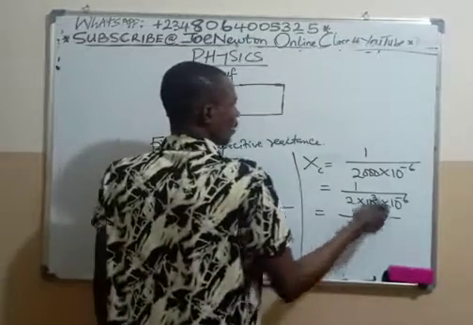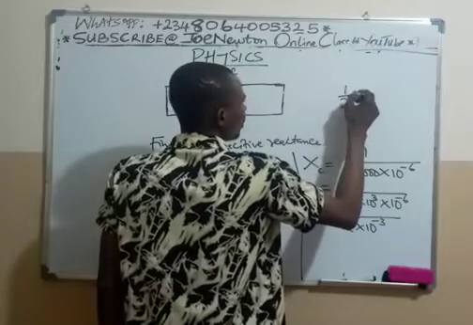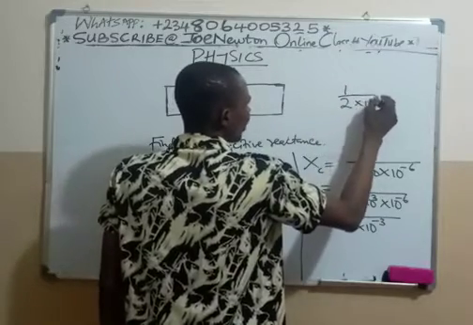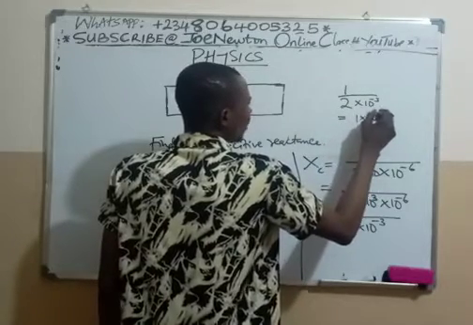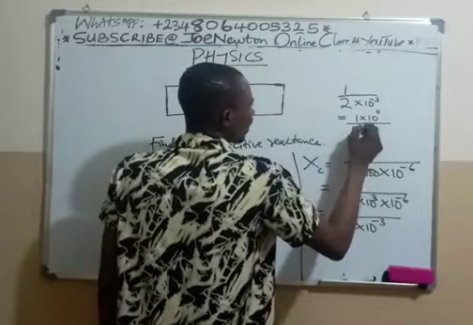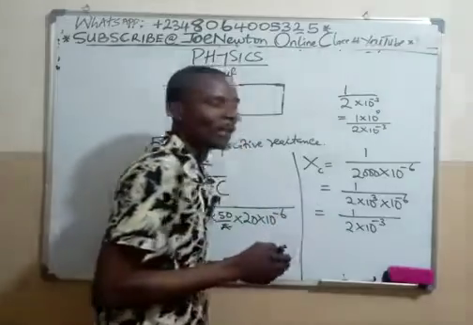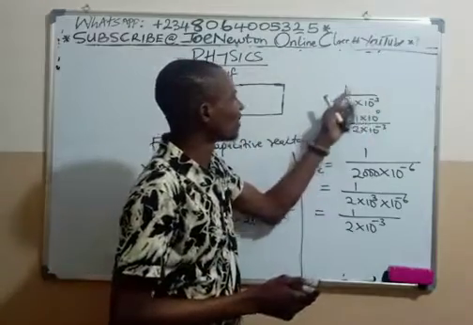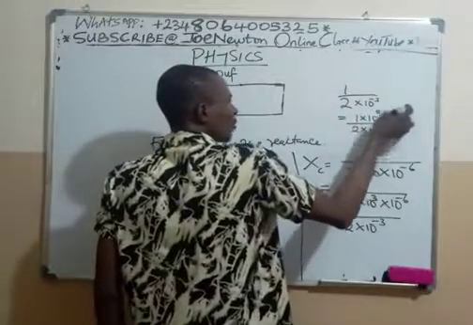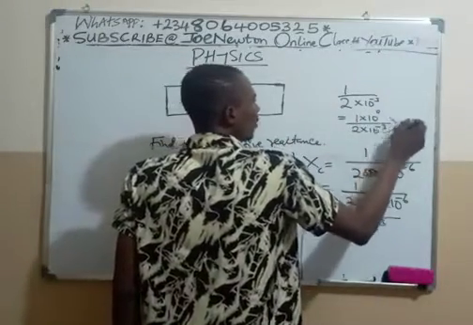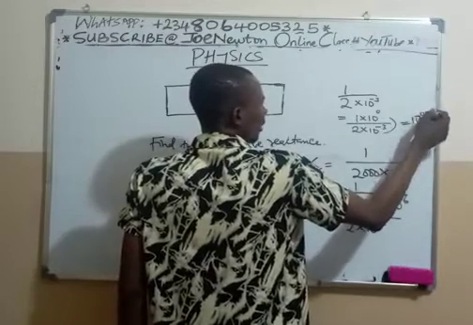Recall that 1 over 2 times 10 to the power minus 3 is the same thing as 1 times 10 raised to the power 0 over 2 times 10 raised to the power minus 3, because 10 raised to the power 0 is 1. So these two things are equivalent. It is the same thing as 1. And when 10 raised to the power minus 3 comes up here, it becomes 10 raised to the power 0 plus 3.